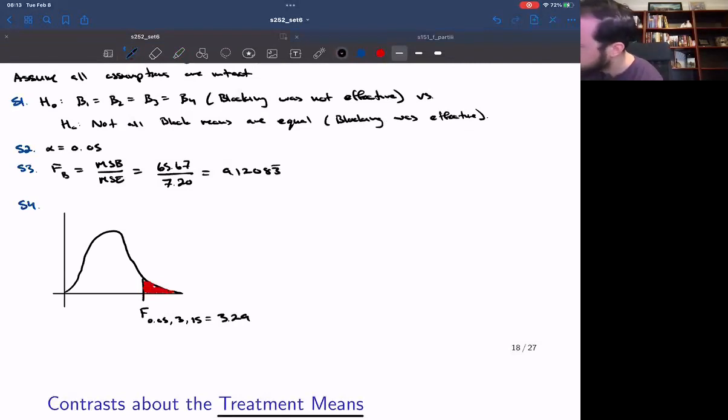All right. And then we can see our F statistic is inside the rejection region, so we would reject H0. All right, so I'll stop there.